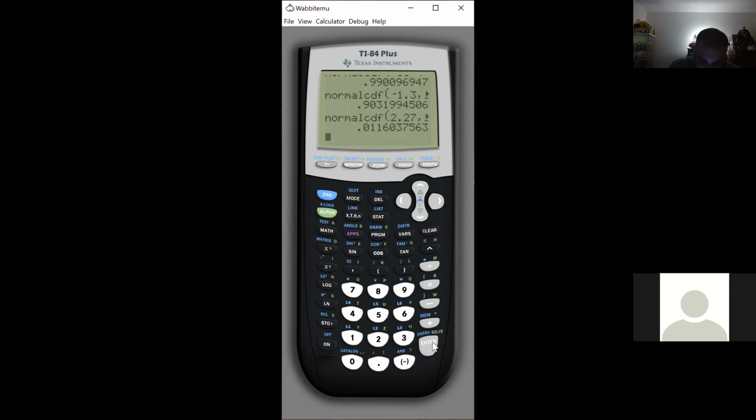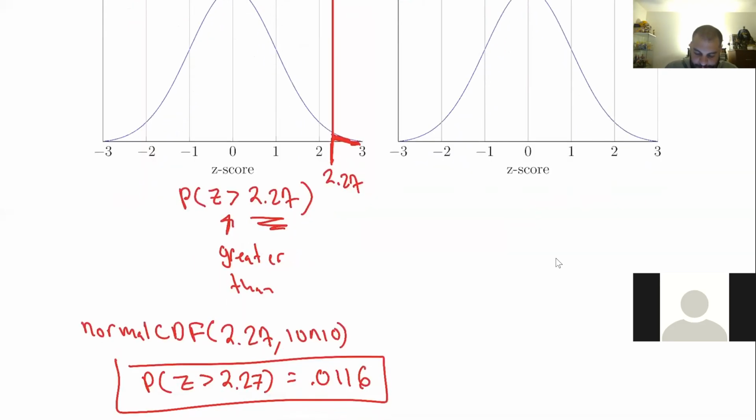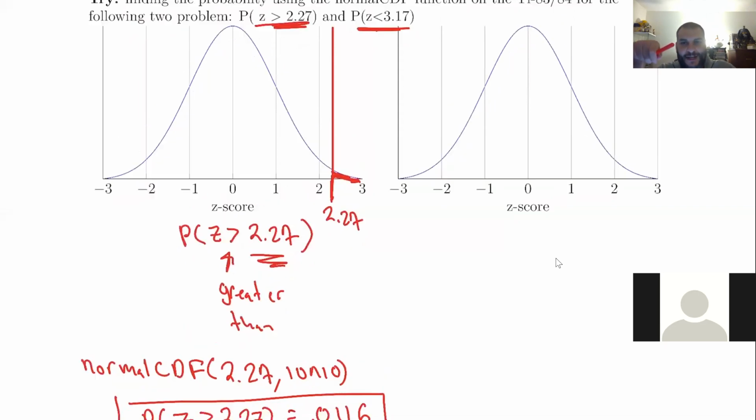We'll put a box. All right, and that's it for that first problem. Any question for that first problem? Let me share. All right, and notice I rounded to 4 decimal places, because for probability we usually just round to 4 decimal places. All right, so let's try doing this next one.